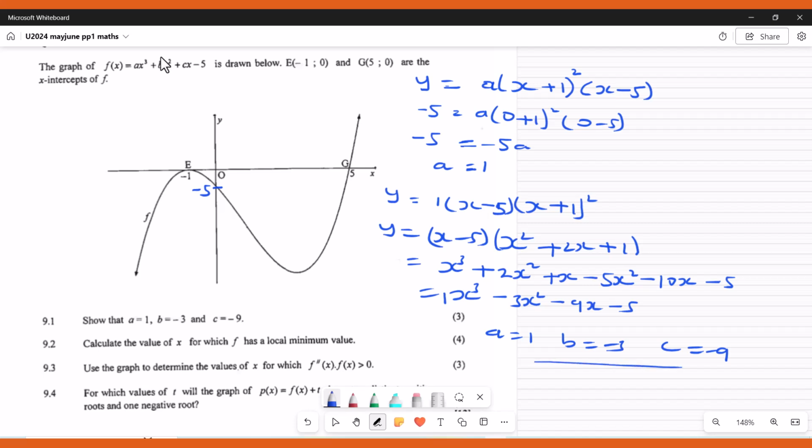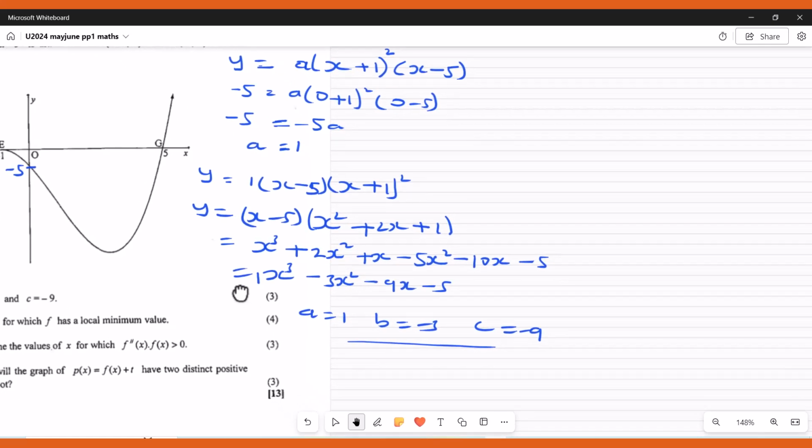Then 9.2: calculate the value of x for which f has a local minimum value. Now, local minimum value, we see here it's a turning point. What are we supposed to do? To differentiate and equate to 0, then solve for the x value. I know the negative 1 already. I need another one here to get my local minimum value. So I'm going to differentiate.